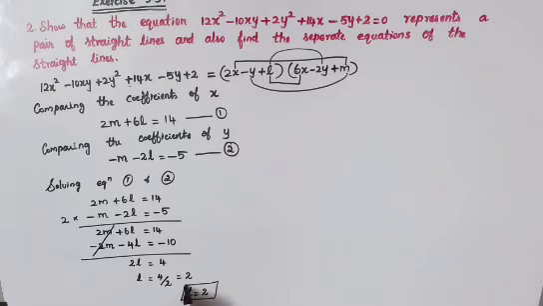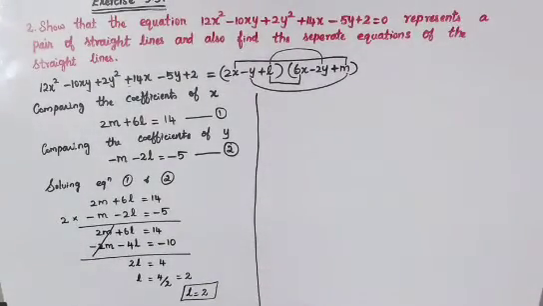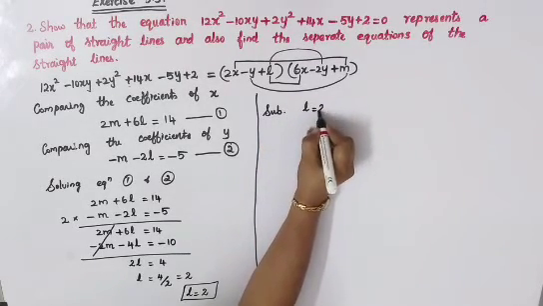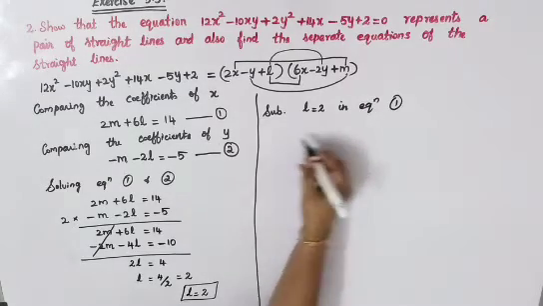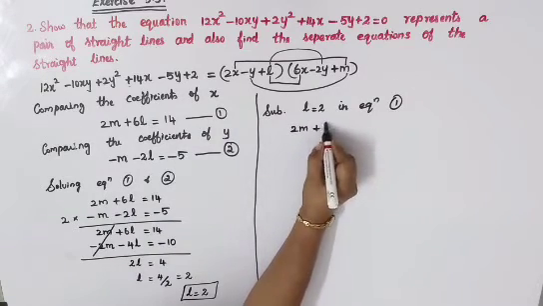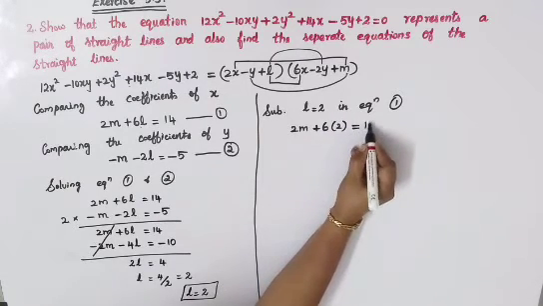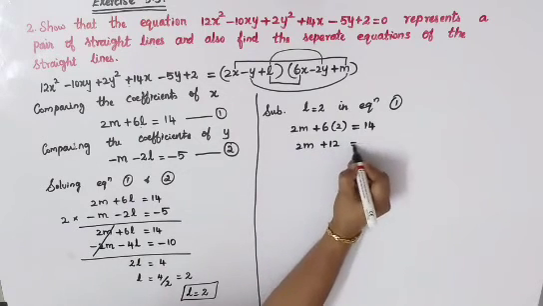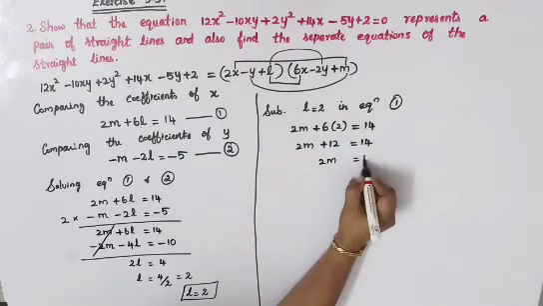Now substituting this L in your equation 1 or in 2, you can do it. So I'll just substitute L in equation 1. Okay. So substituting L is equal to 2 in equation 1. So substituting here, you've got equation 1 as 2m plus 6 and L is there. So instead of L, you can write 2, equal to 14. So 2m plus 12 is equal to 14. Multiply these two numbers, you'll get 12. Okay. So 2m is equal to 14.